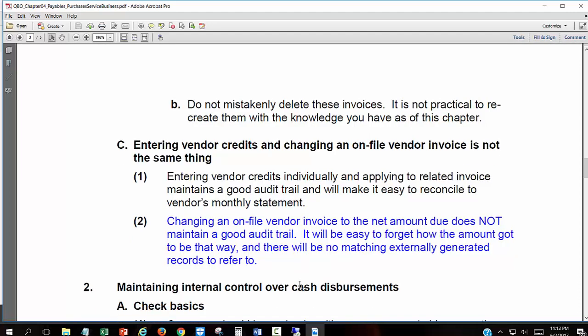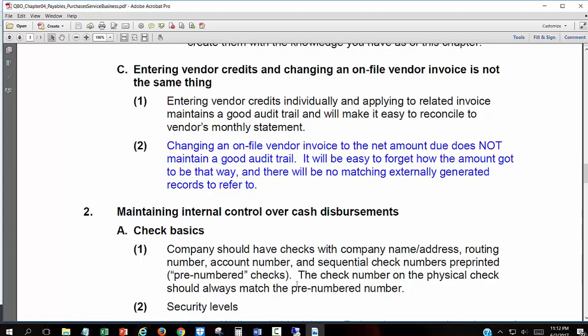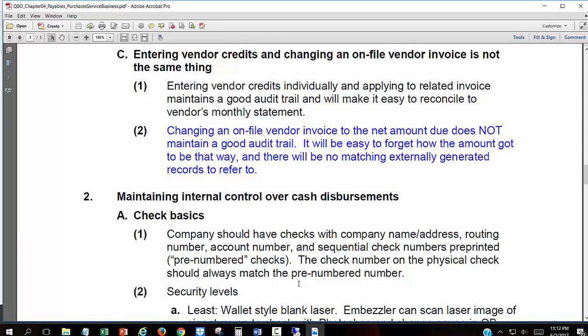So if we're maintaining control over cash disbursements, usually checks, which is typically our largest source of cash disbursements, a company should have checks that have their name and address and the bank account number and the routing number and everything, as well as sequential check numbers printed on them. And those check numbers on the physical check should always match the pre-numbered number that pops up in QuickBooks.